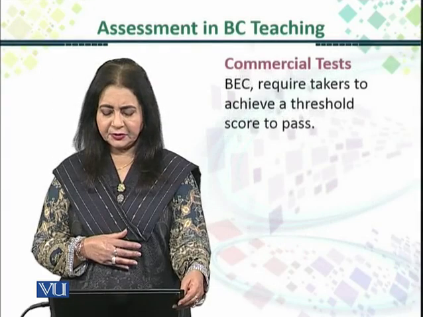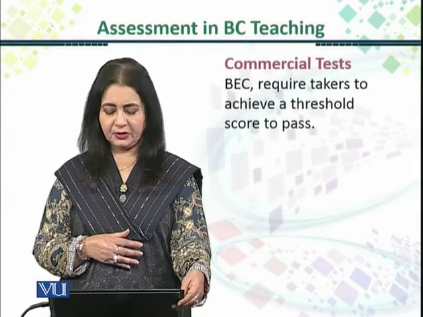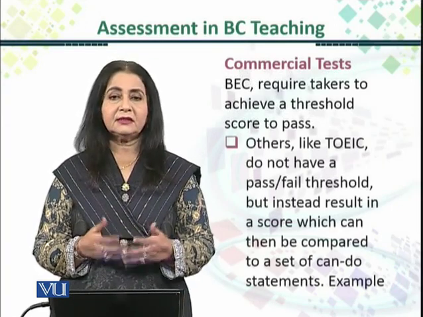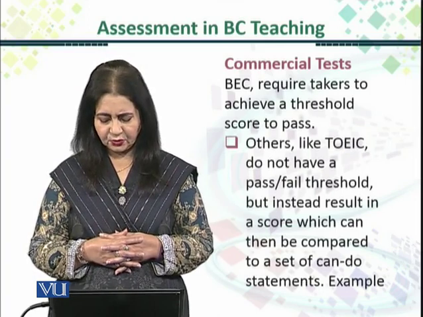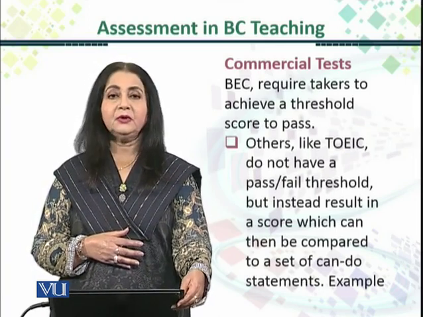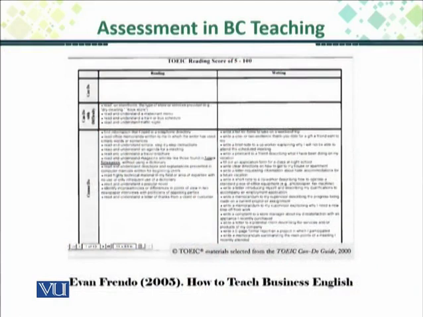The Business English Certificate requires the test takers to achieve a threshold score to pass, whereas other tests like the TOEIC do not have a pass-fail threshold, but instead result in a score which can be compared to a set of can-do statements. For example, we can see here there are can-do statements for the skills of reading and writing, and it says that the learners can read and understand a restaurant menu, a train or bus schedule, traffic signals, and so on. So basically, it tests learners on these can-do statements.